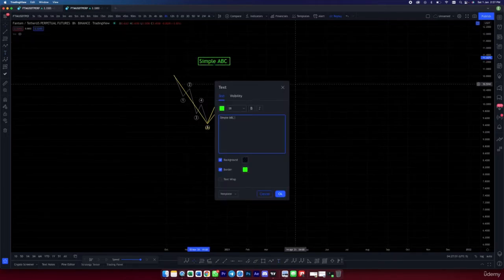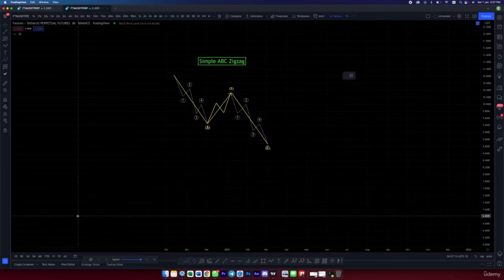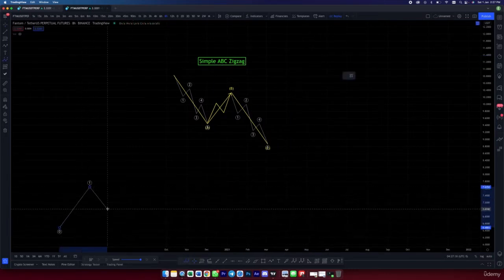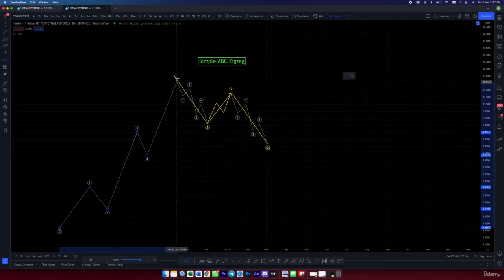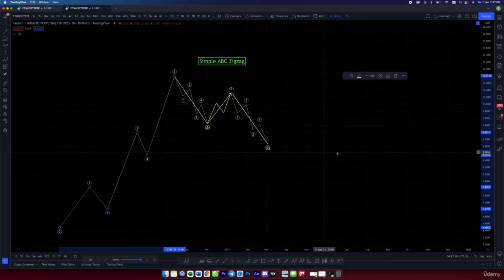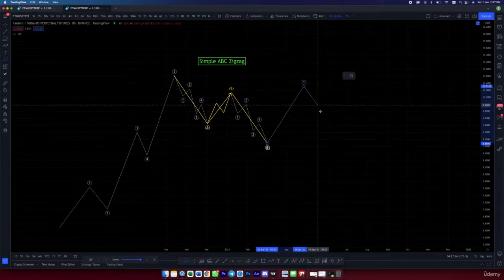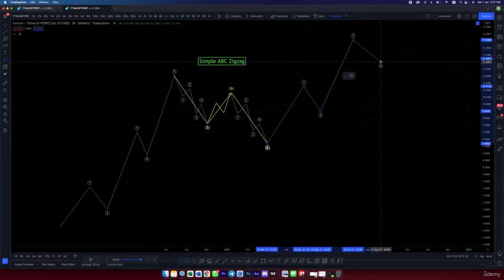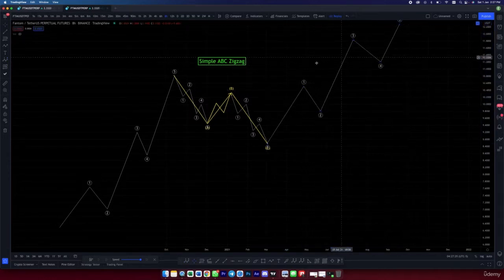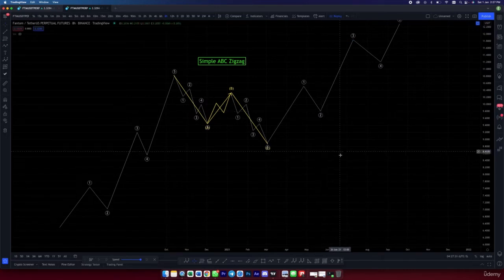So this is how it will look. The market will come from here, let's say 1 2 3 4 and 5. You will have the ABC zigzag as the corrective pattern, and then the next impulse will start as 1 2 3 4 and 5, right? So this is how it will look.